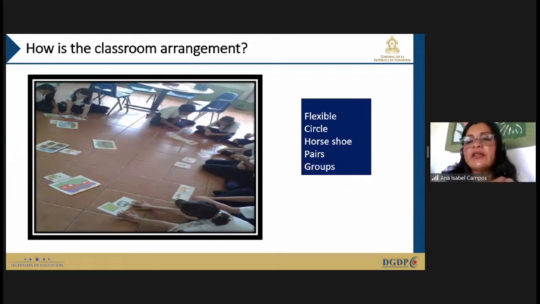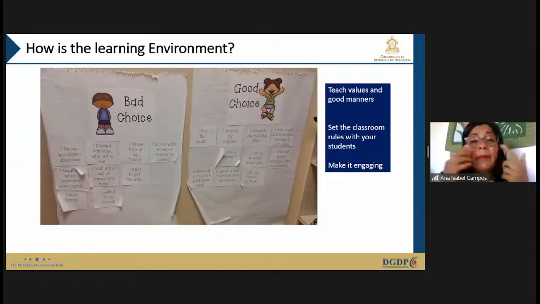And as you can see, those arrangements facilitate students' interaction. About the learning environment, something that is very useful, especially if you are teaching beginning levels, is that you teach values, good manners, and that is also language, right? That is also language, and it helps classroom management.